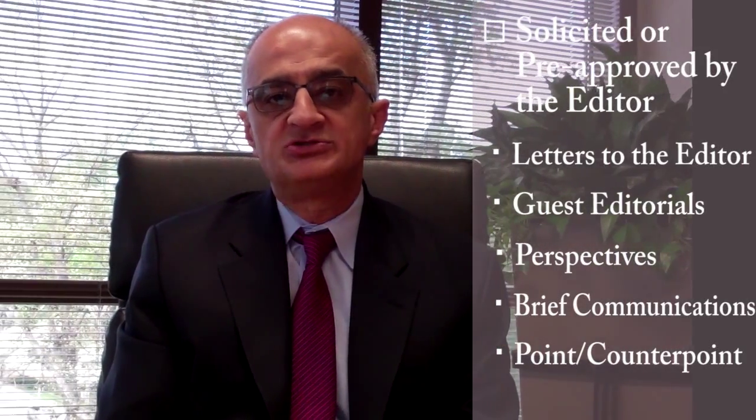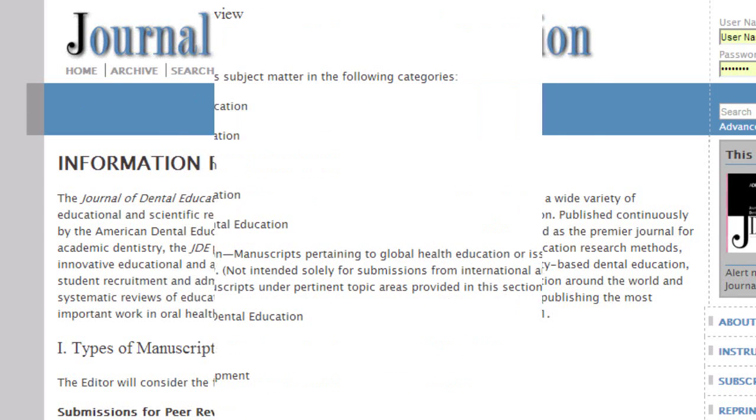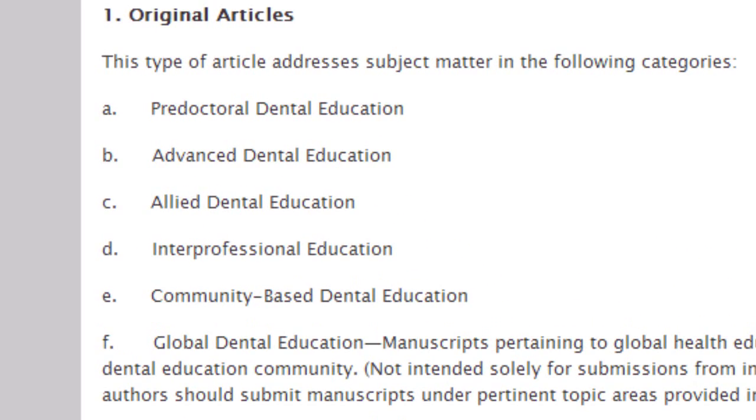So again, if we look at the original article area, there are several different categories that you can present in. These categories are also available on the Journal of Dental Education website under the author guideline area. So we have an area that deals with pre-doctoral dental education. For those of you that deal with graduate education, there's an area titled Advanced Dental Education. We have an area for allied dental education. We have an area that is under the title of interprofessional education.